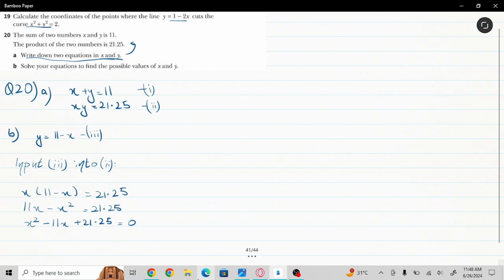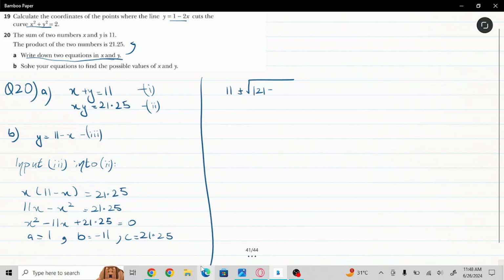Now what we are going to do, as you can guess, is use the quadratic formula, and this is going to be the last one I'm going to solve along with you. Next time I'm going to use a calculator. a is equal to 1, b is equal to negative 11, and c is equal to 21.25. Input this into the quadratic formula: minus b, meaning minus b will become positive 11, plus minus the root of b squared, meaning 11 squared, which is 121, minus 4 multiplied by a, meaning 1, multiplied by 21.25, divided by 2 multiplied by a, which is 1.